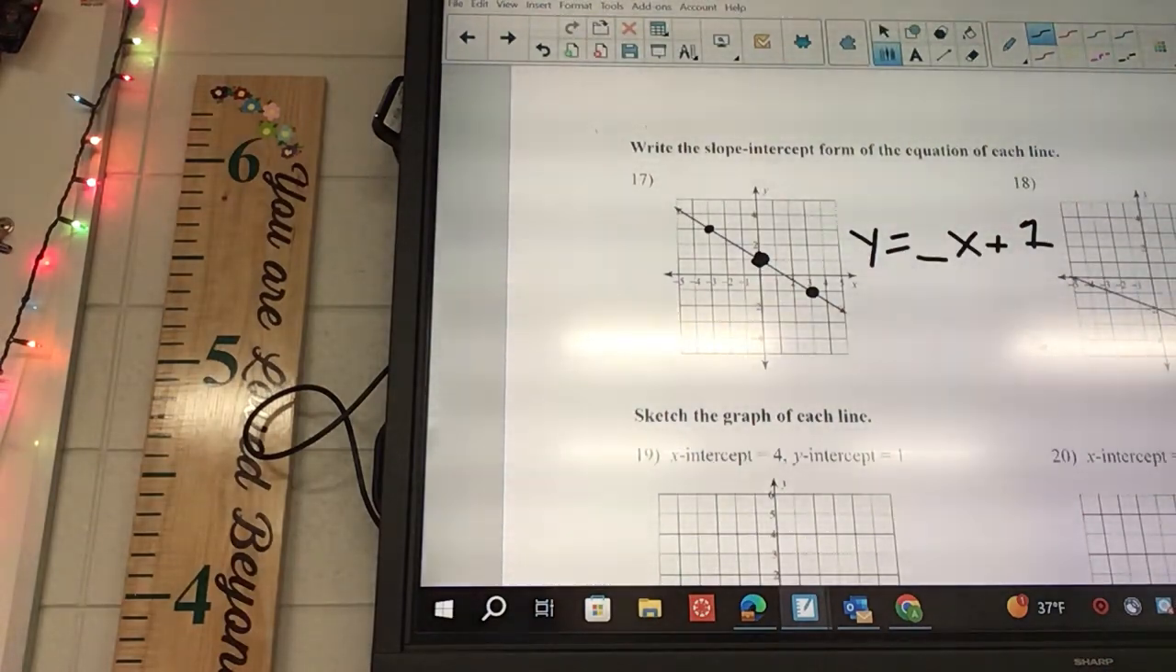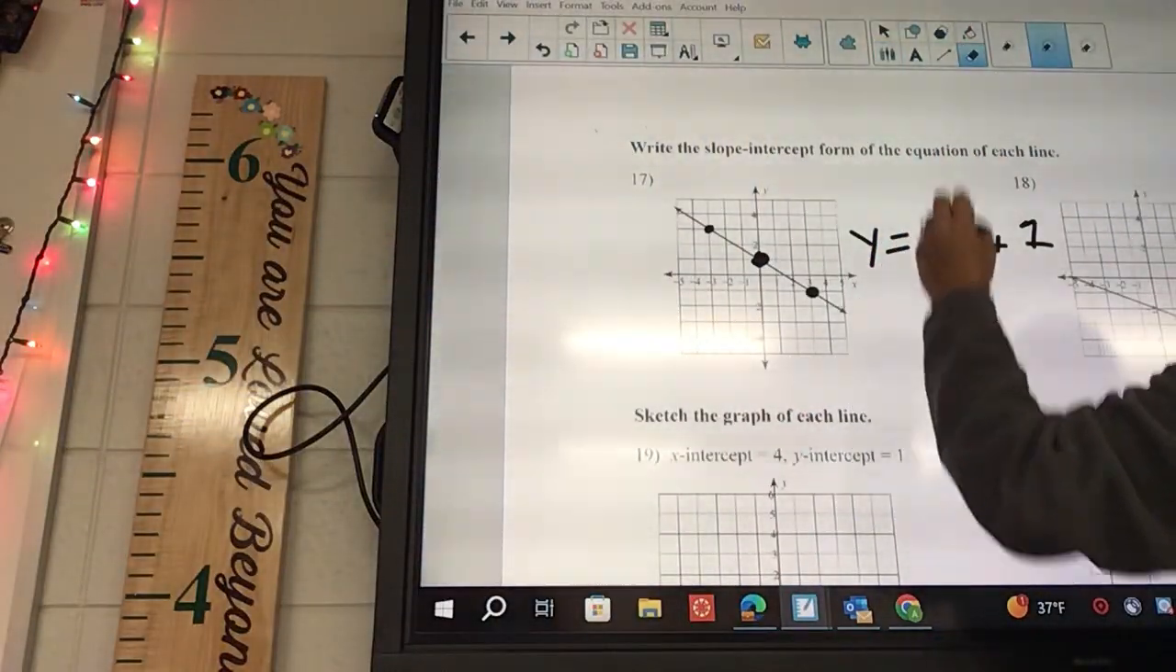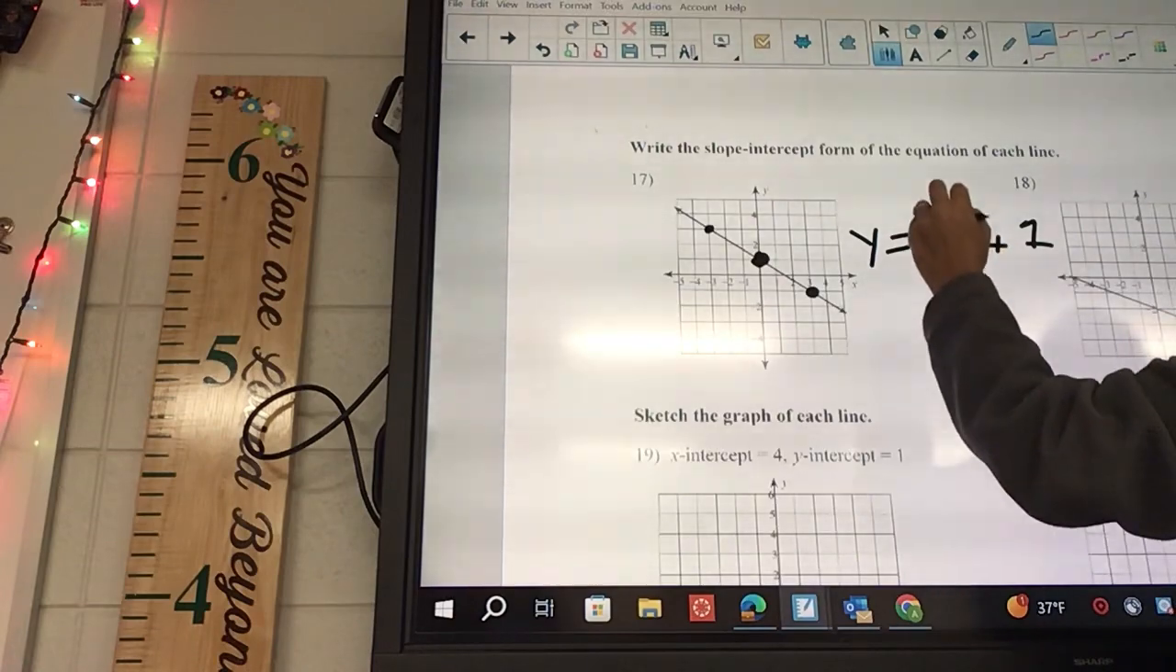Okay, how much do we rise? How much do we run? 2 over 3. So right here is going to go 2 over 3. Is this a positive or a negative line? Negative.